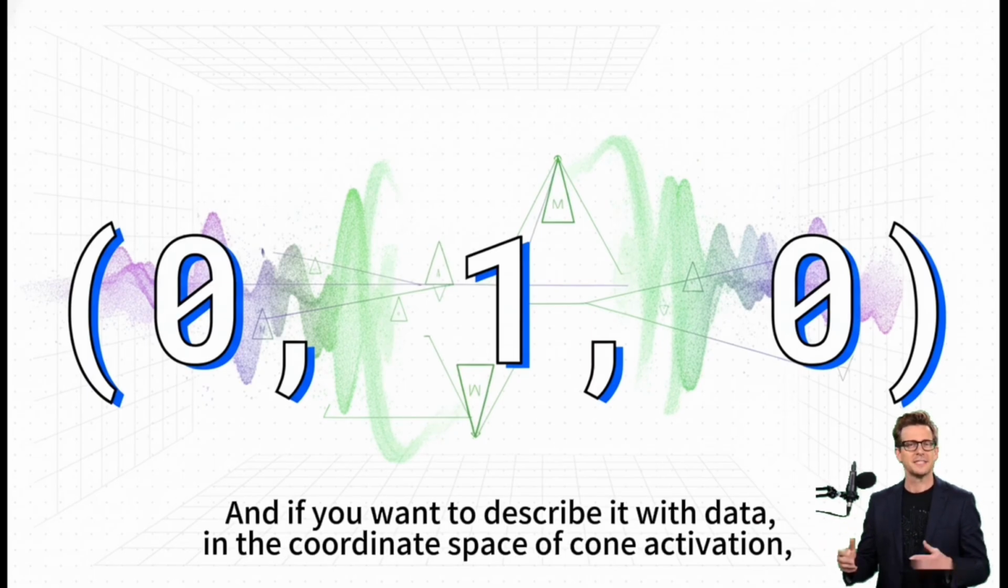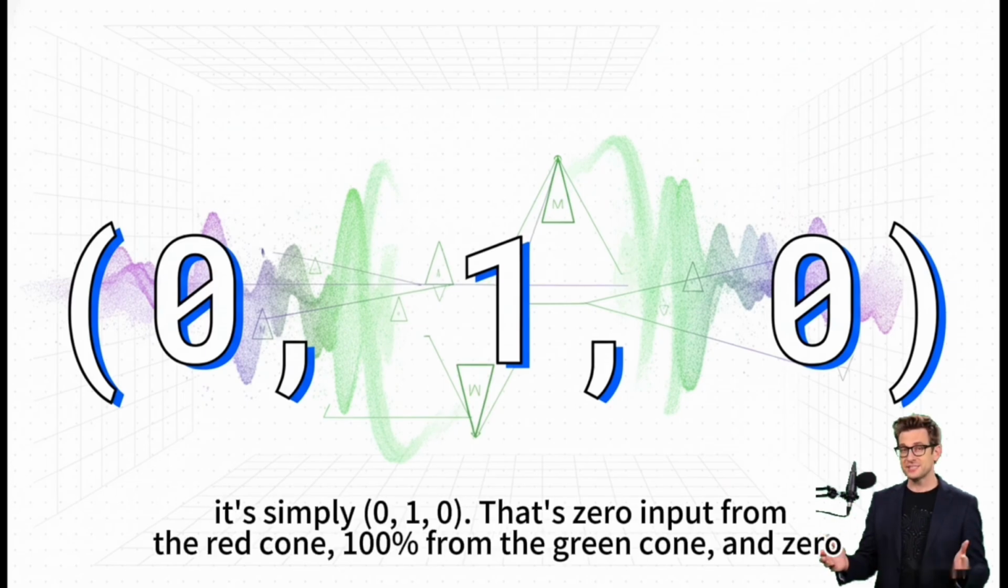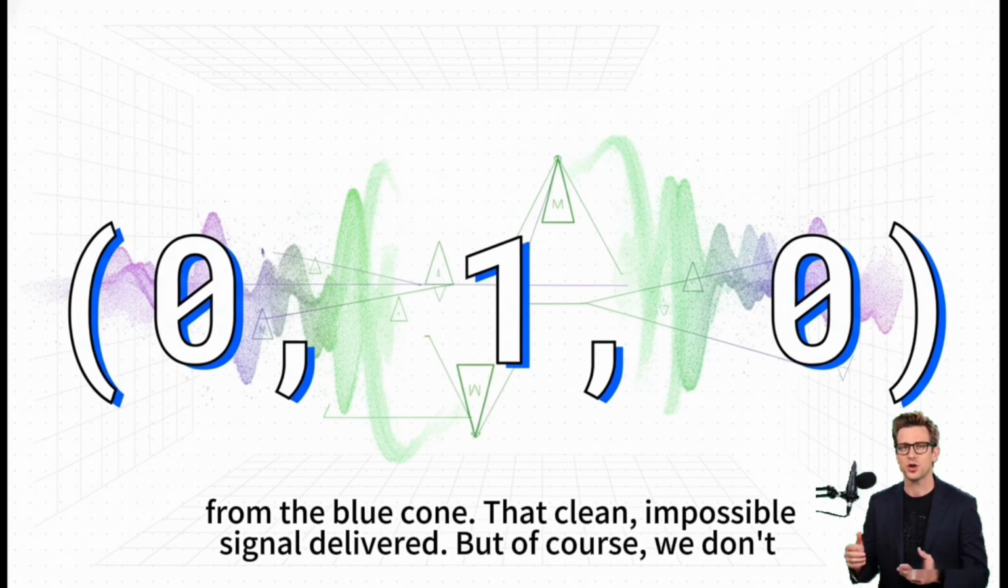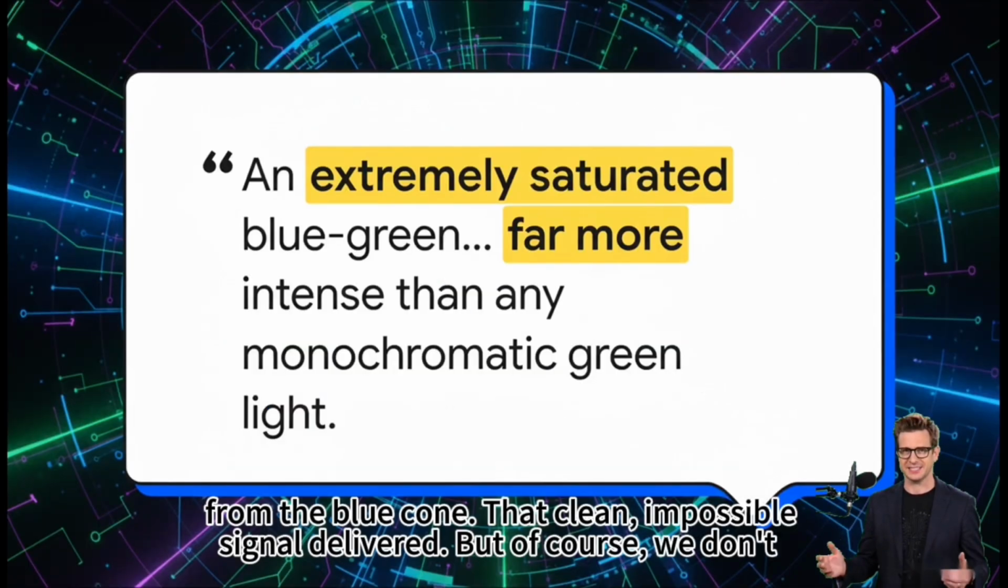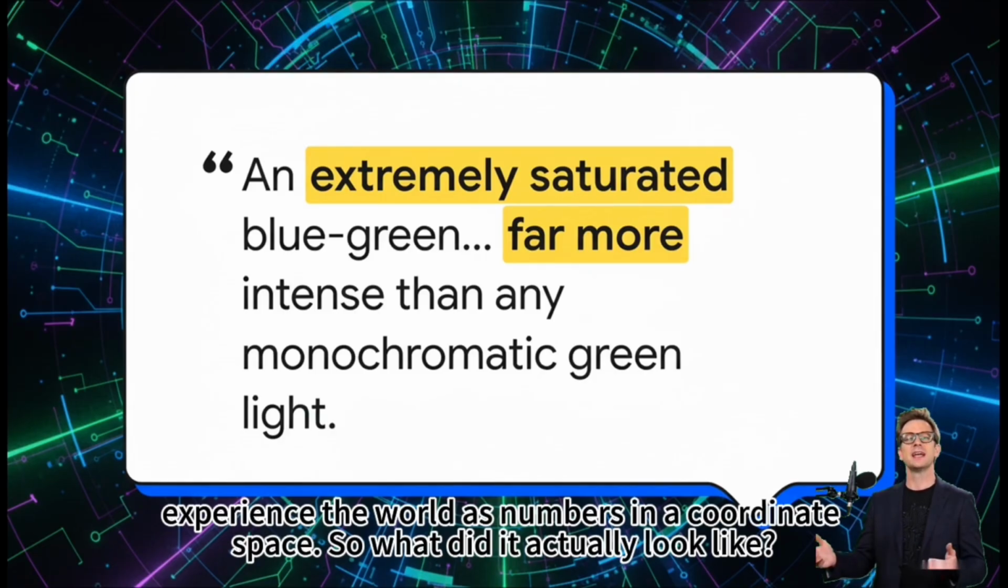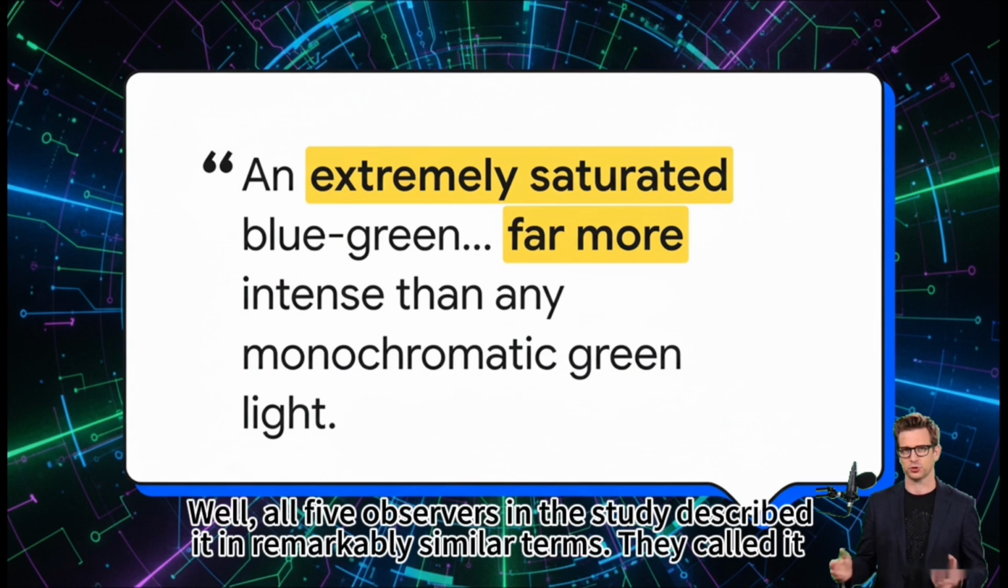And if you want to describe it with data, in the coordinate space of cone activation, it's simply 0, 1, 0. That's 0 input from the red cone, 100% from the green cone, and 0 from the blue cone. That clean, impossible signal, delivered. But of course, we don't experience the world as numbers in a coordinate space. So what did it actually look like? Well, all 5 observers in the study described it in remarkably similar terms.